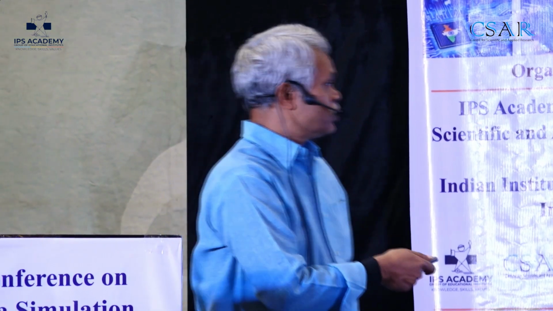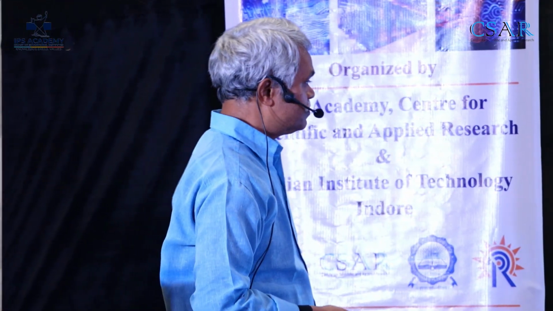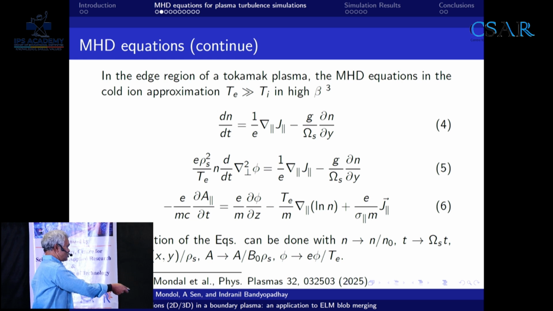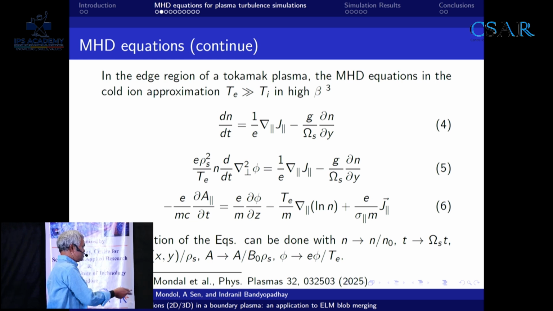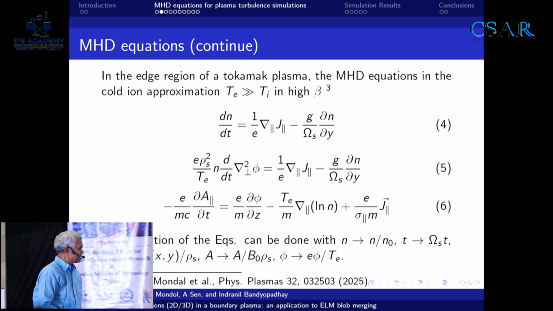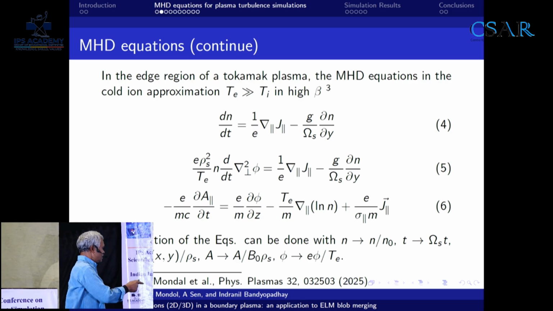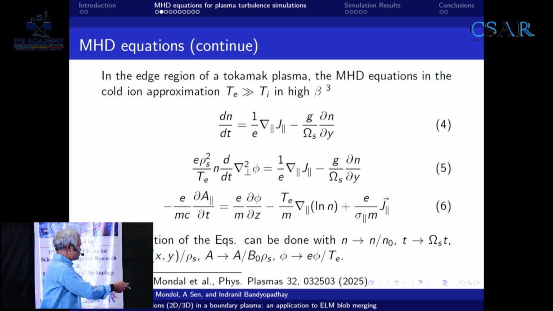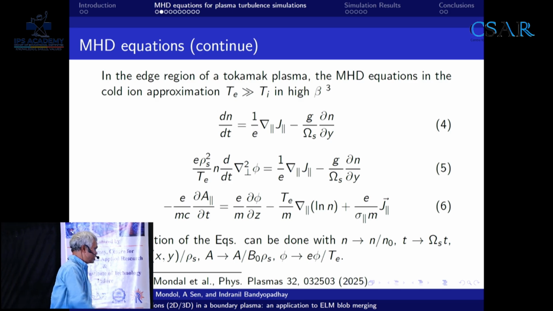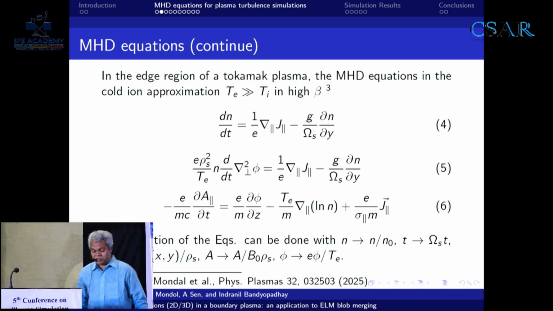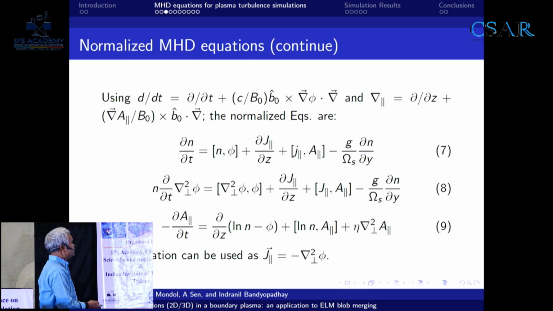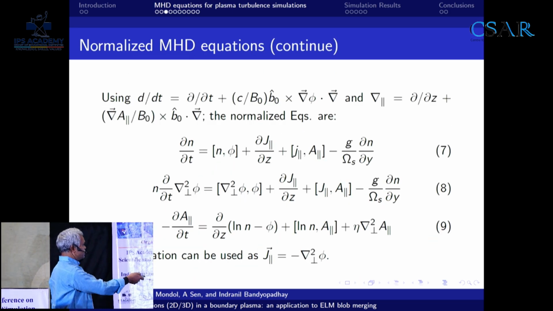And as this set of equations, we need to normalize. Normalization is very standard, like a standard density. Time is normalized with the ion gyro frequency. Space coordinates by gyro radius, vector potential by V0 rho s, and potential is like this. These are the normalizations used here in this equation. Then the three equations come like this.